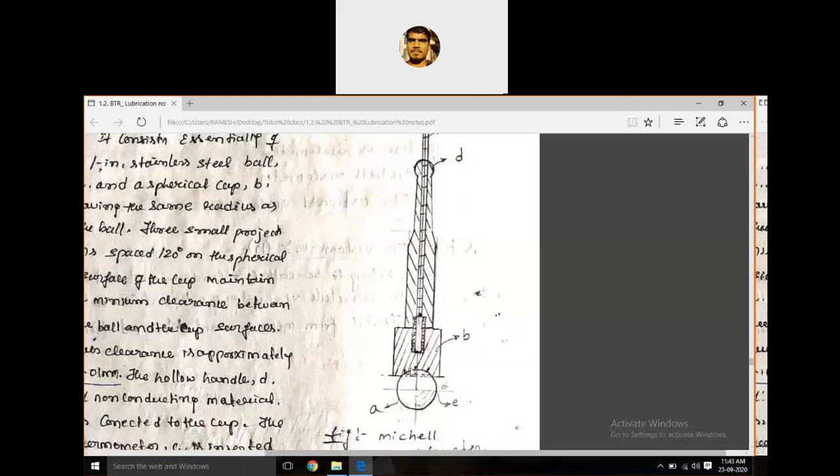Once the film created between these two is so thick that it is not able to sustain the ball with negative pressure, it will separate, and the ball will fall down. So how much time the ball is suspended in this cup is directly proportional to the absolute viscosity of the liquid. The thermometer is used to maintain the temperature. So this is the second type of viscometer, called the Michael viscometer. It is also called an inverter or workshop viscometer.